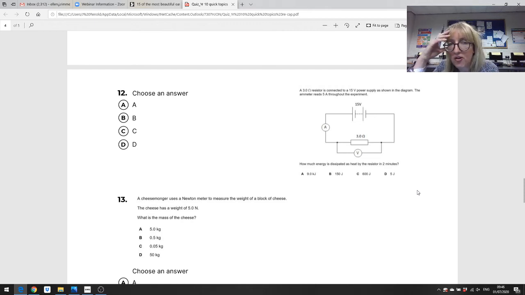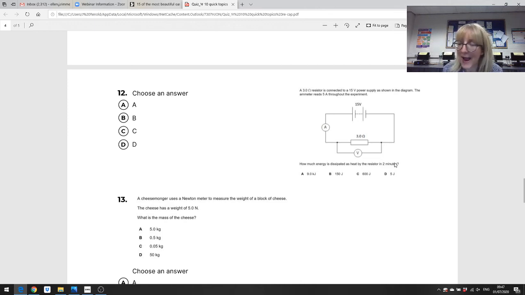So the energy equation in electricity is QV, charge times voltage, or charge times potential difference. Have we got charge? No, we haven't. But we have got the current, which is 5 amps, and 2 minutes. And charge is current times time. So it's 5 amps times the time, but the time has to be in seconds. So it's 5 times 120, which is 600 coulombs.